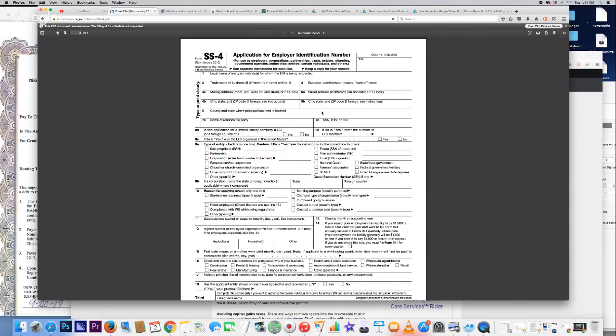once you go into a bank to open up a business bank account, you're gonna need this. You're gonna need this form. You're gonna need the trust letter from the IRS, and you're gonna need the articles of incorporation or whatever documentation you have for your trust if you open up a trust account.